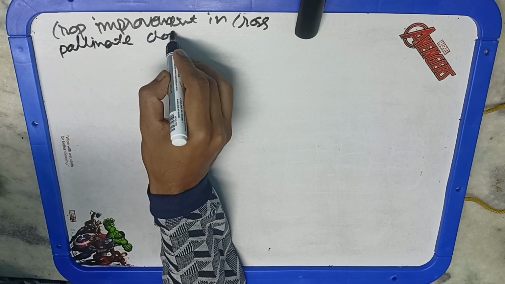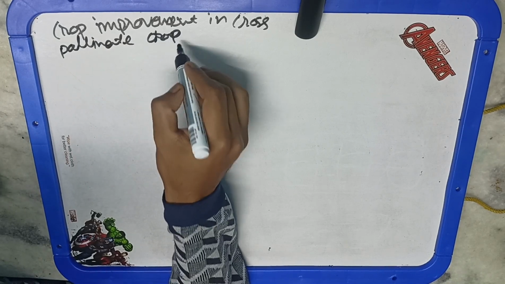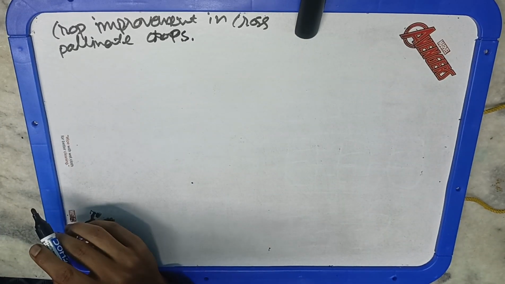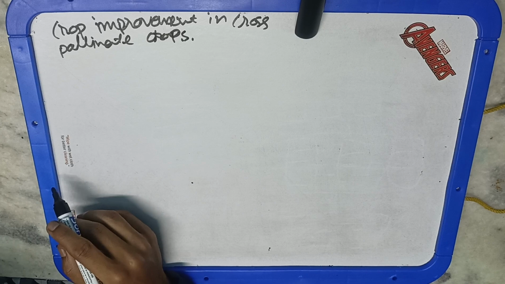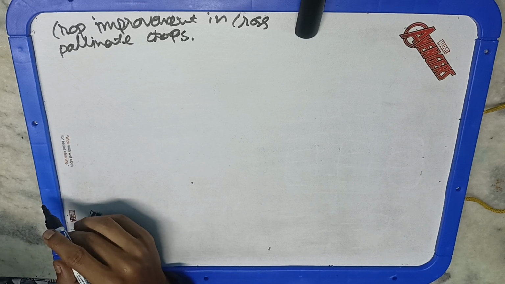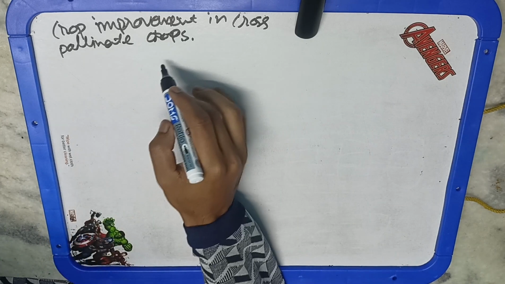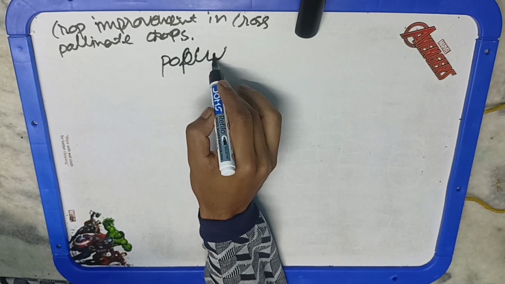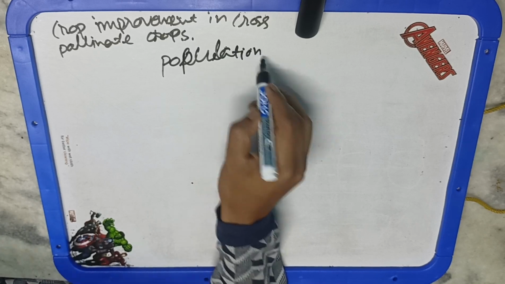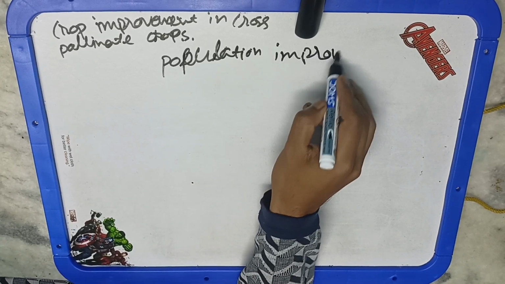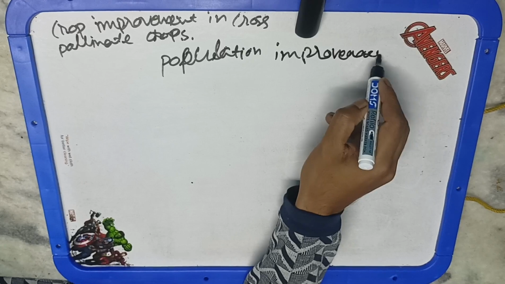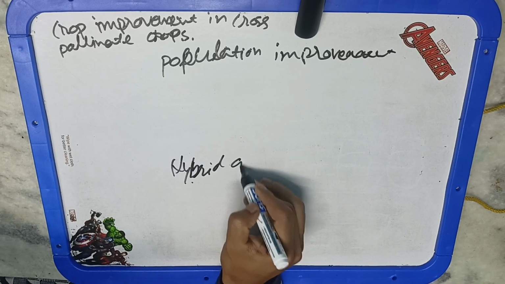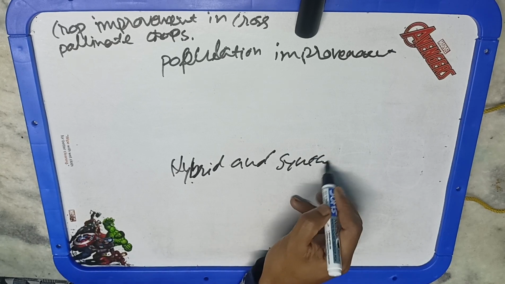As you all know, cross-pollinated means it is a population, or we can say a field of plants. You can take the example of a maize field. It is a cross-pollinated crop, so there is an equal chance of getting crossed with another plant's pollen. For crop improvement in cross-pollinated crops, there are two main things. One is population improvement, and another is hybrid and synthetic varieties. These two things are the ways to make a new variety, or we can say a new population, which performs better than the existing one.